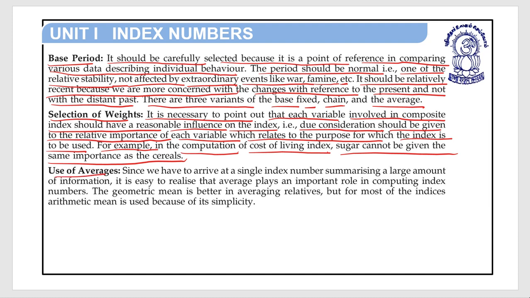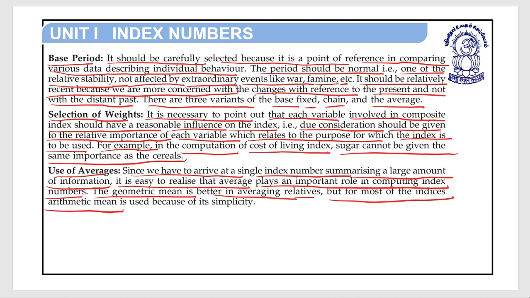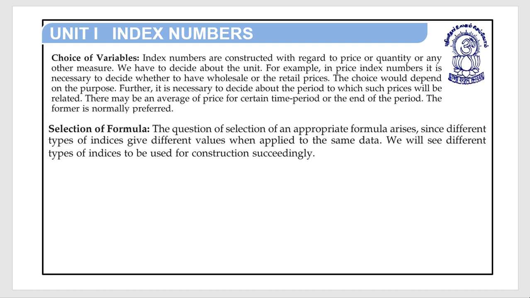Use of averages. Since we have to arrive at a single index number summarizing a large amount of information, it is easy to realize that average plays an important role in computing index numbers. The geometric mean is better in averaging relatives, but for most of the indices, arithmetic mean is used because of its simplicity.